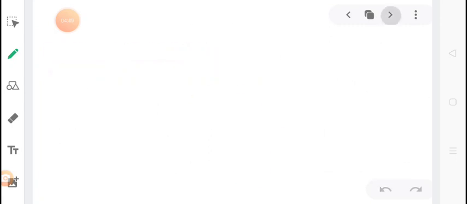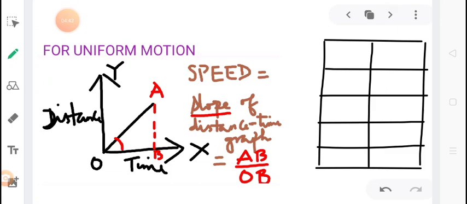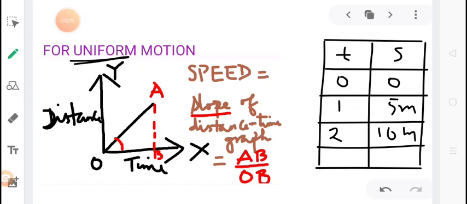Proceeding to the next situation, uniform motion. What is uniform motion? When an object is traveling equal distances in equal intervals of time. Say for time equal to 0, distance is 0. For time equal to 1, distance traveled is 5 meter. For time 2 seconds, total distance traveled is 10 meter. And time equal to 3 seconds, total distance traveled is 15 meter.